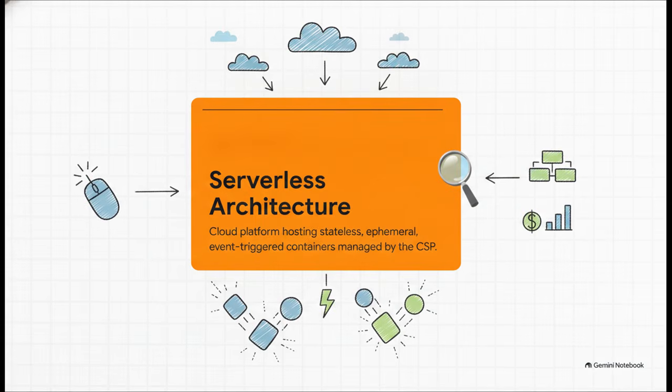Instead, the cloud provider, like AWS Lambda for instance, dynamically manages all that server allocation for you. Your code runs in these stateless, ephemeral containers. Ephemeral just meaning they exist for a split second. They're event-triggered. A user clicks a button, the provider instantly spins up a container, runs the code, and shuts it right back down. It gives you incredible high availability, and the best part is, you literally only pay for the exact compute time you use.